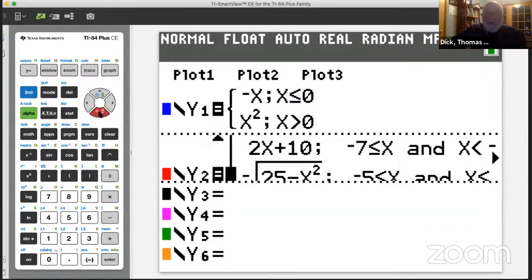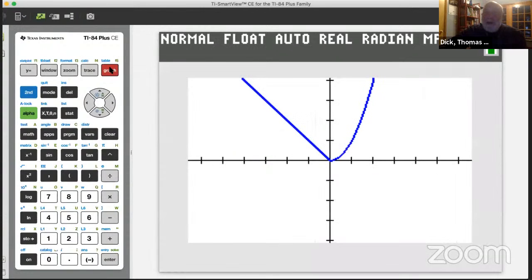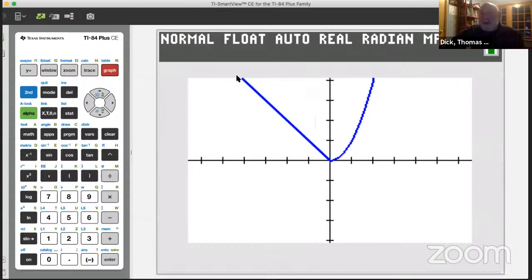And so I don't get too much on the screen, let me turn off Y2 momentarily and I'll graph that. And there we go. Notice that it's negative x for x less than or equal to 0, x squared for x greater than 0. On the 84, you can do up to 5 pieces on a piecewise defined function. If there's more than that, you might have to actually plot it as 2 different functions, like part of it in Y1, part of it in Y2, and look at it that way.